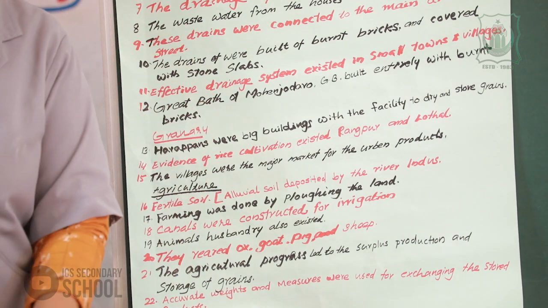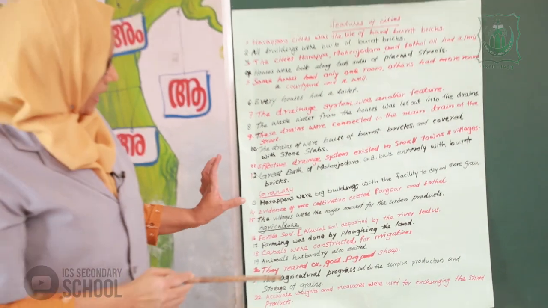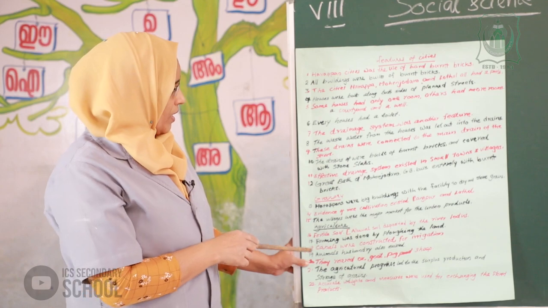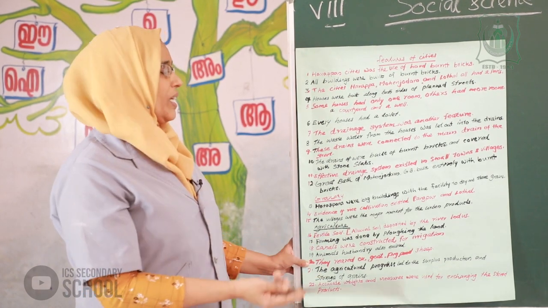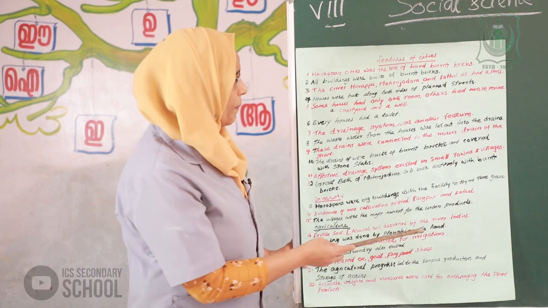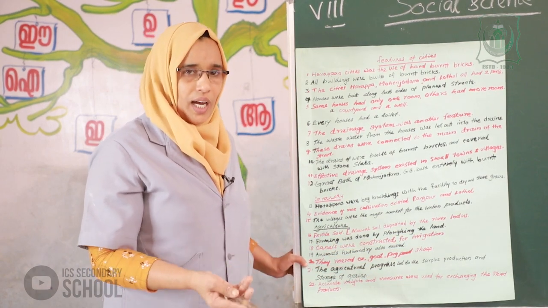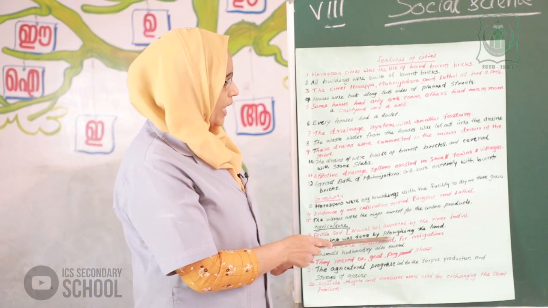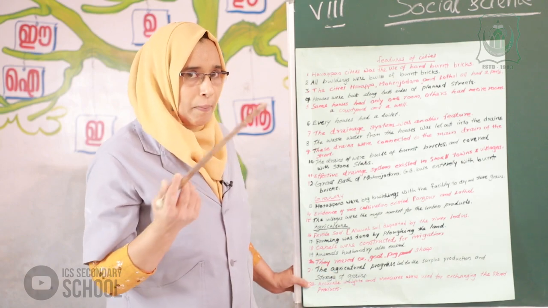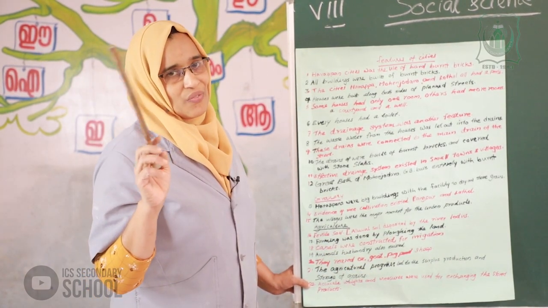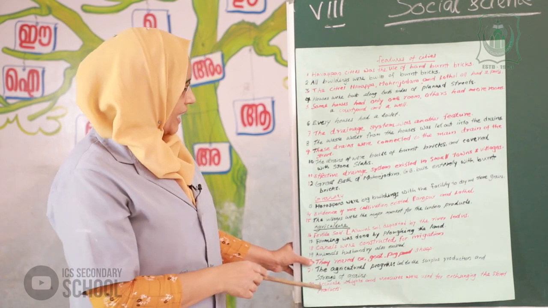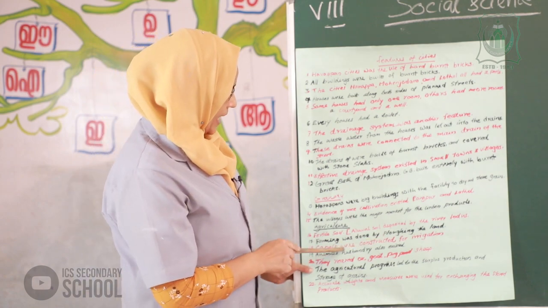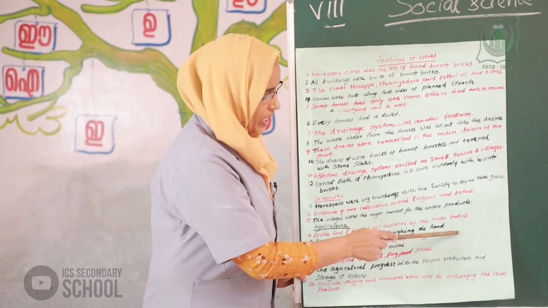The next one, agricultural features. At that time, fertile alluvial soil was deposited by the river Indus or Sindhu. Then farming was done by plowing the land. Then canals were constructed for irrigation.